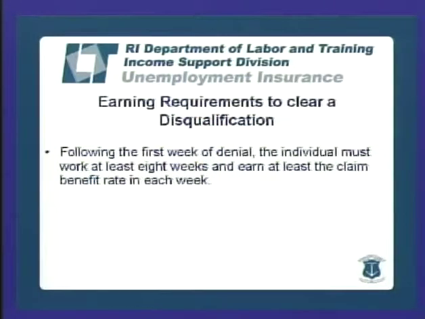As an important side note about disqualifications from unemployment insurance benefits, individuals who are denied benefits, if they do return to work and are employed for at least 8 weeks and earn at least the weekly benefit rate in each of those weeks, will be considered to have overcome any disqualification. Subsequently, if an individual has overcome a disqualification and is then unemployed for non-disqualifying circumstances, they could be allowed to collect on the existing claim.